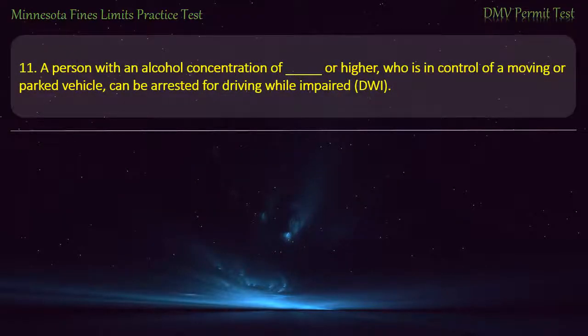Question 11. A person with an alcohol concentration of blank or higher, who is in control of a moving or parked vehicle, can be arrested for driving while impaired, DWI. 0.05%, 0.10%, 0.07%, 0.08%. Answer. 0.08%.